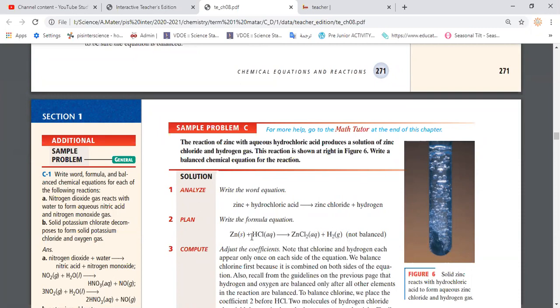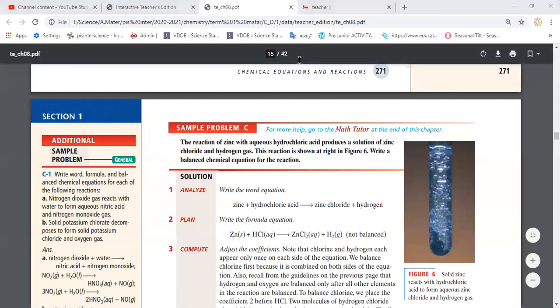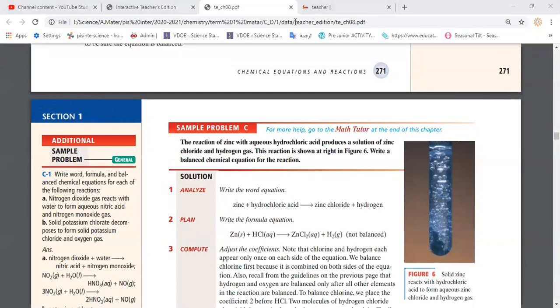Is it balanced? No, it's not balanced. Why? Because we have just one zinc atom here and just one zinc here. But here we have 2 chlorine atoms, and here just 1 chlorine atom. So it's not balanced. What should we do here, guys? Who can answer the question? How could we balance this equation?